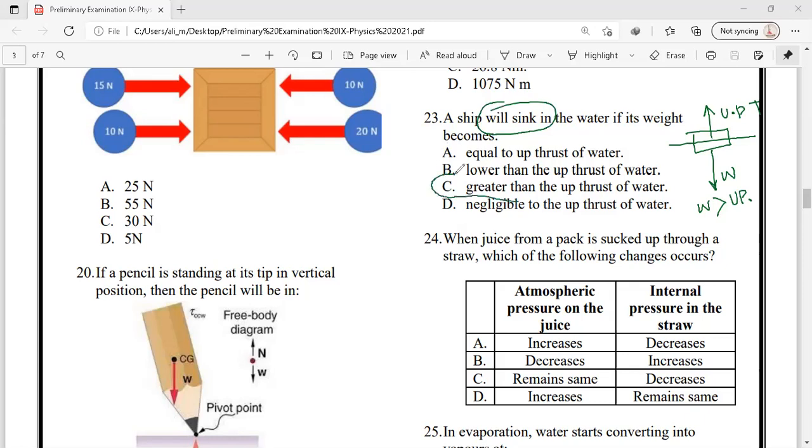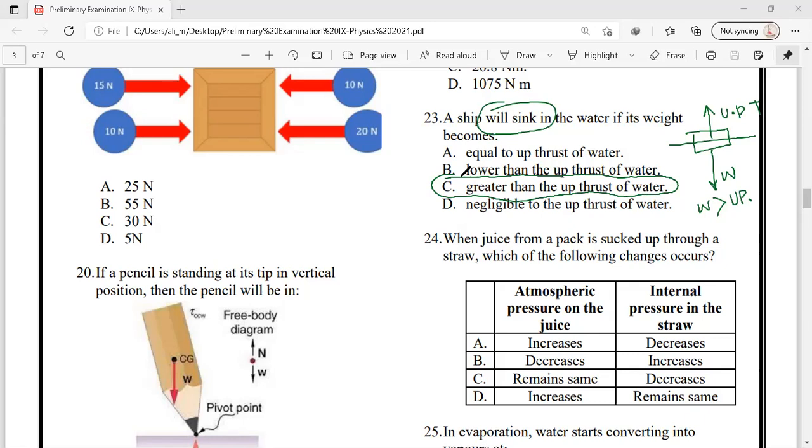So the correct answer is option C, that if the weight of the ship becomes greater than the upthrust force, then the ship will sink. For flotation, these two forces, upthrust and weight force, will be equal to each other.